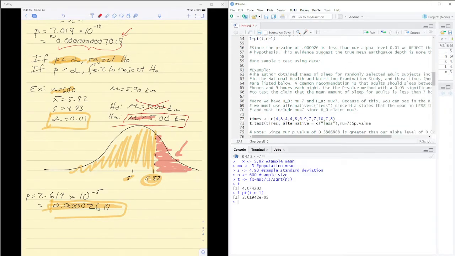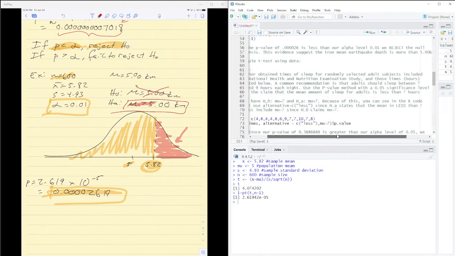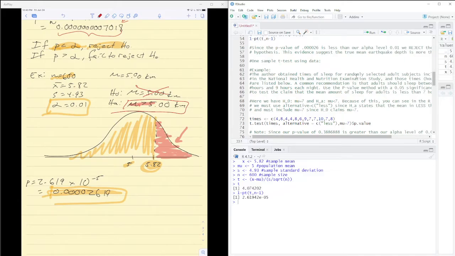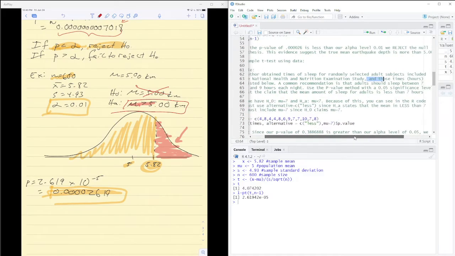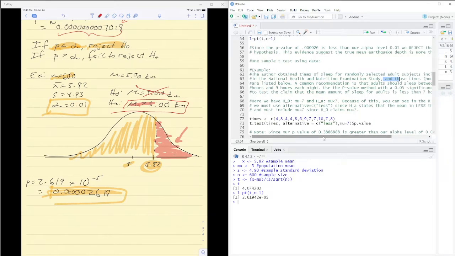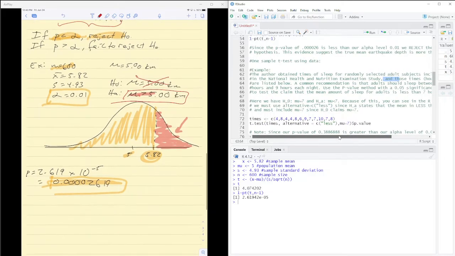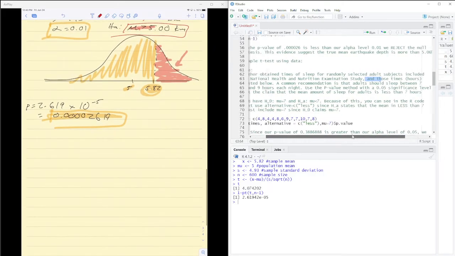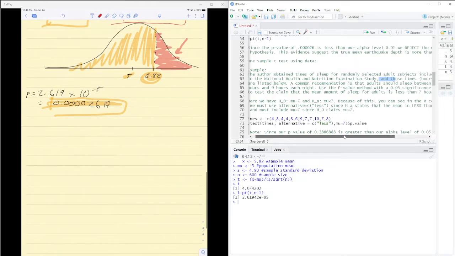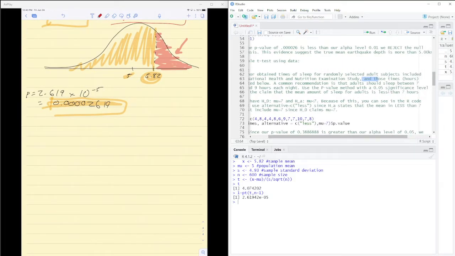So an author obtained times of sleep of randomly selected adult subjects included in the National Health Nutrition Examination Study, and those times measured in hours are listed below. A common recommendation is that adults should sleep between 7 and 9 hours. Use the p-value method with 0.05 significance level to test the claim that the amount of sleep is less than 7 hours. So this is what we're looking at.